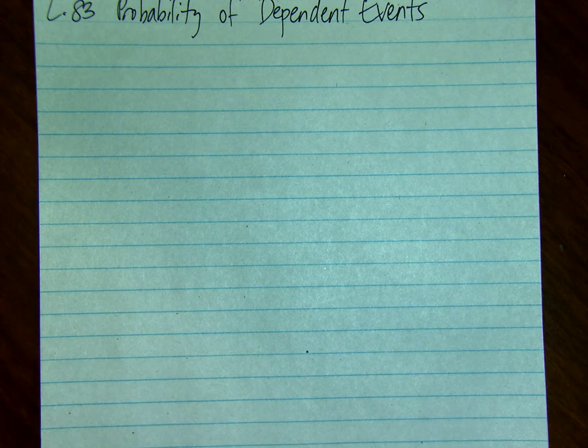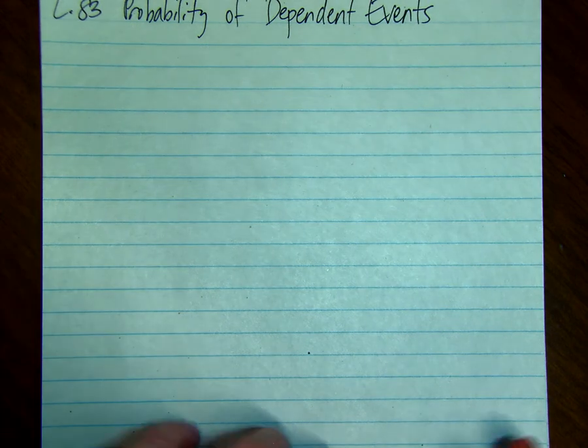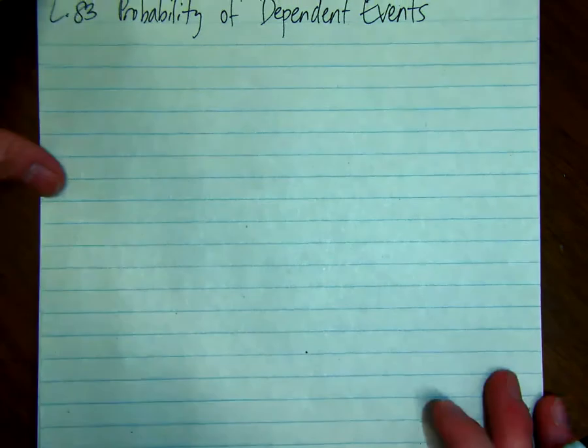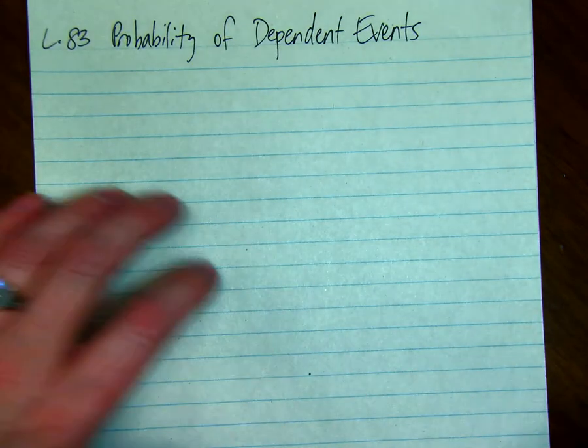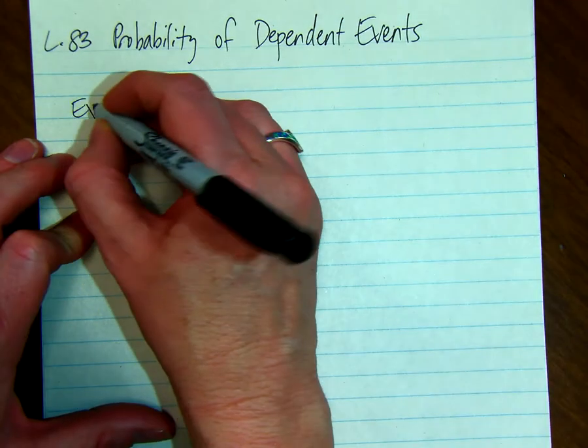So let's say we're drawing marbles out of a bag. If we draw a marble out of the bag and then keep it, the probability of the next marble you draw is going to be different than it would be if you had all the marbles in there. So your total is going to change. So let's just do an example here.